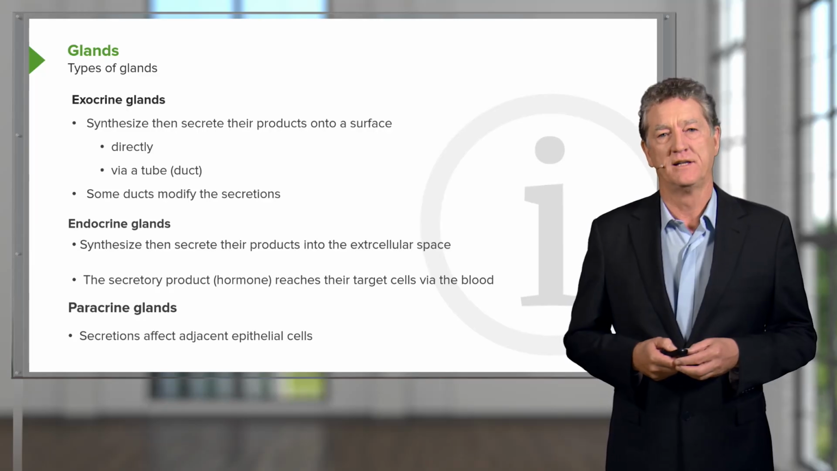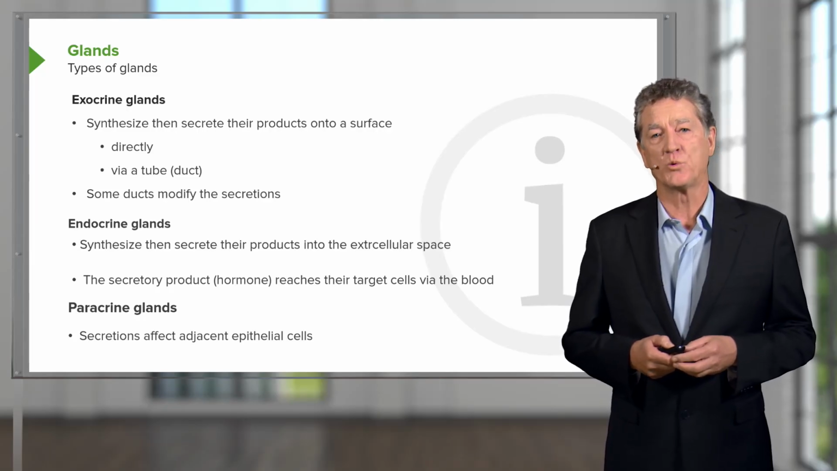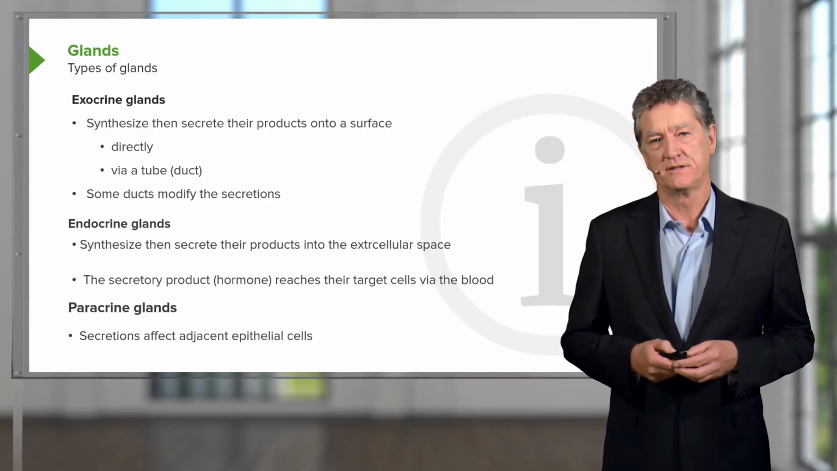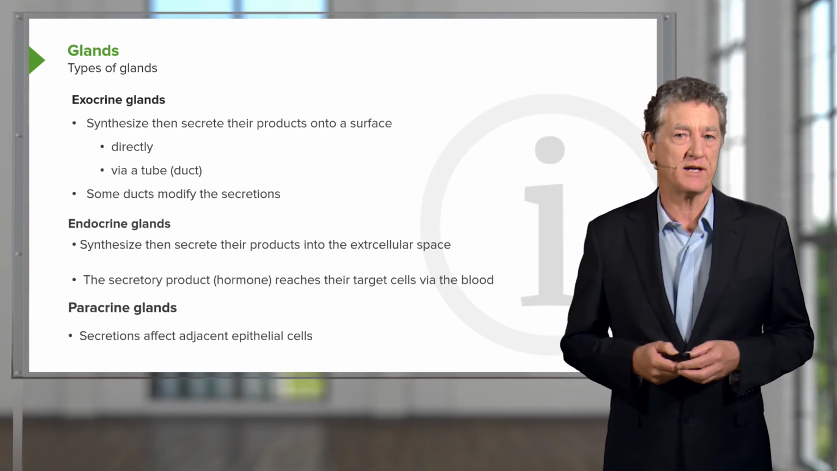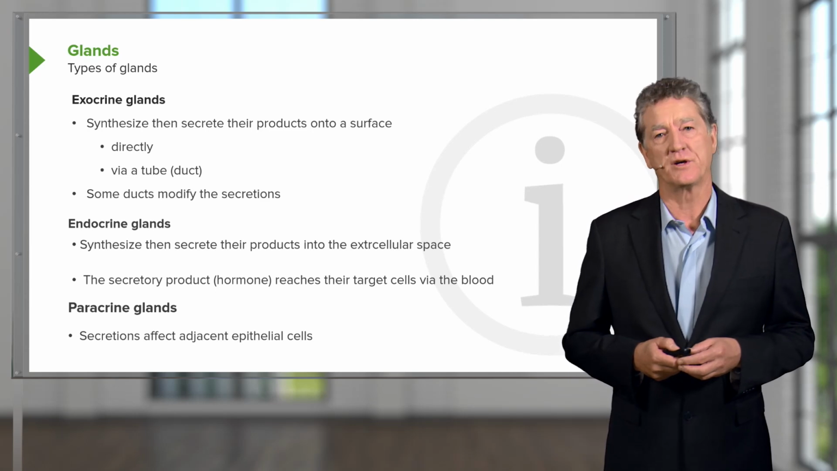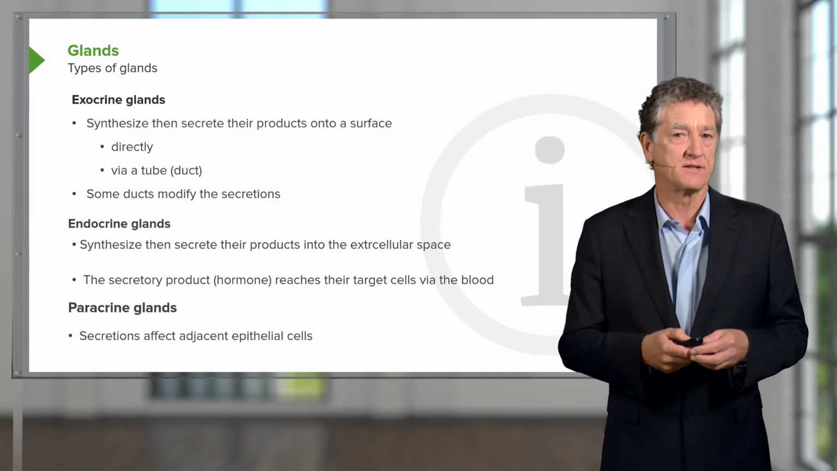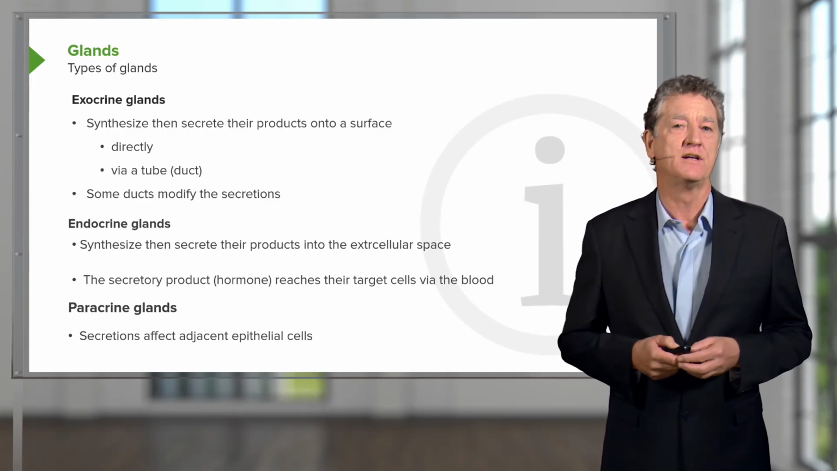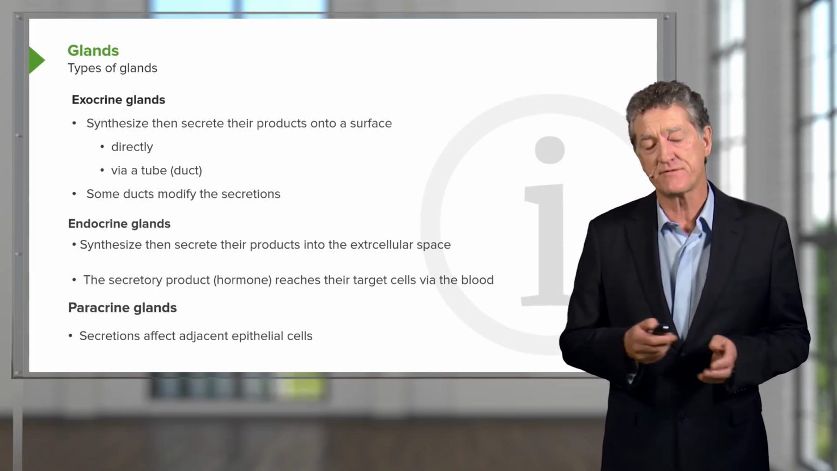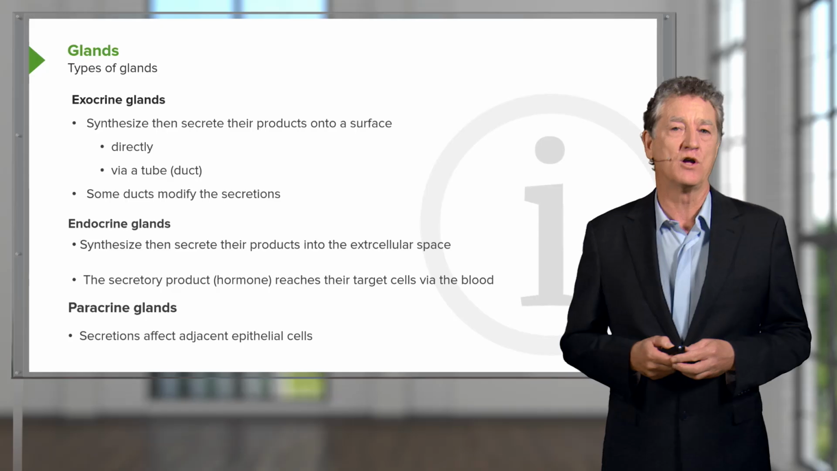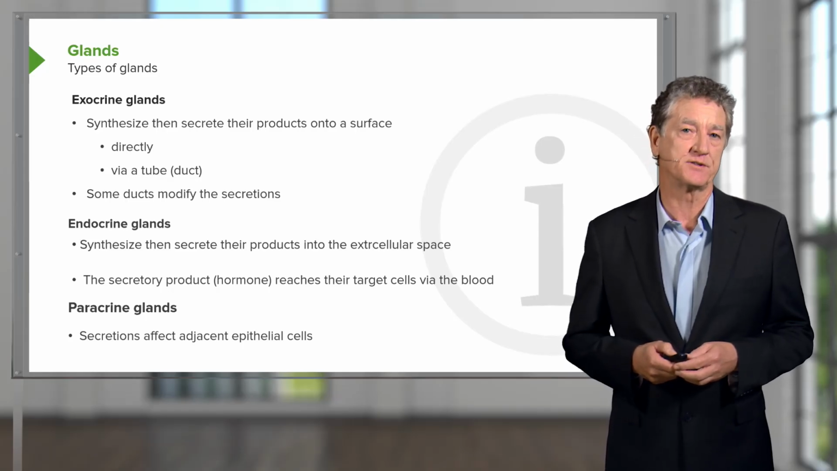So basically, the types of glands are really classified on the way in which they secrete their products and also the way in which those products reach their target tissues, either through a duct, as in exocrine glands, or via the blood in endocrine glands, or just via diffusion along local interstitial space to affect neighbouring cells.